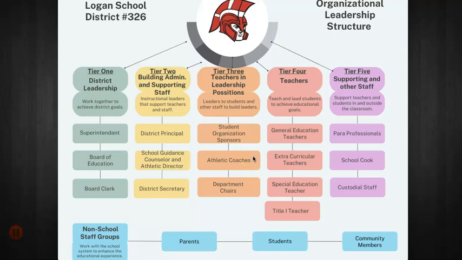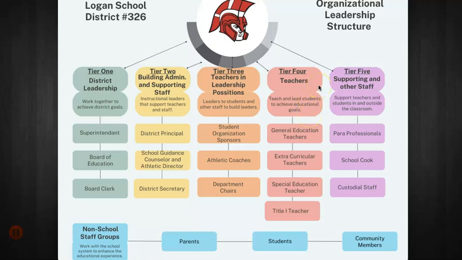Then we have our athletic coaches, who are teaching all sorts of different skills and lessons when it comes to coaching. And then we have our department chairs. We don't have any names, I guess, for our department chairs, but it's a lot of our well-seasoned teachers who help out the other teachers, or if they are, say, the music director, they're doing music and band, so they're helping the students outside of school on those different things as well.